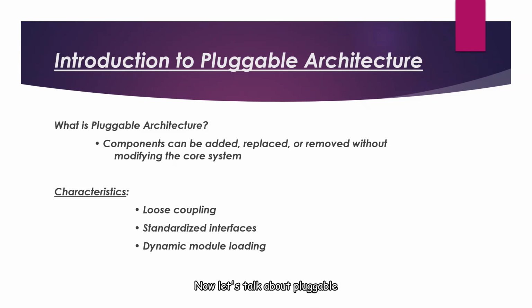Now let's talk about pluggable architecture. If modularity is about breaking the system into parts, pluggability is about making these parts interchangeable. Imagine being able to plug new features into your system without having to disturb the existing code. That's pluggability. This requires us to design systems with loose coupling and clear, standardized interfaces. It also demands that we think about dynamic module loading, the ability to add or remove modules at runtime based on configuration or need. In short, pluggable architectures make systems incredibly flexible and extensible.